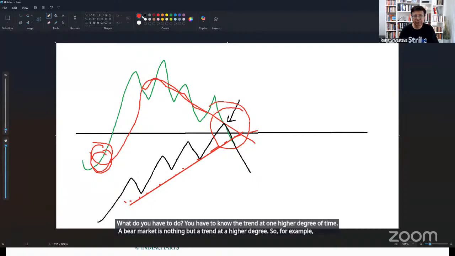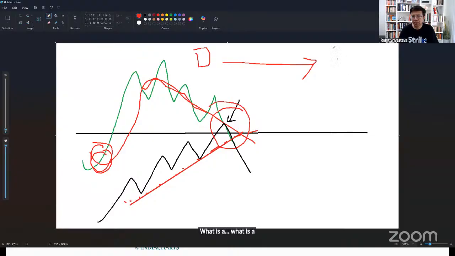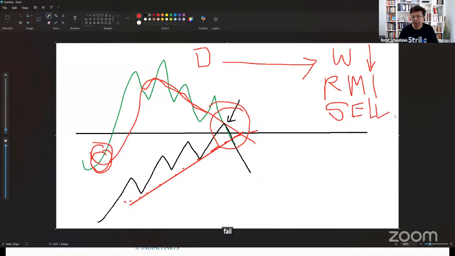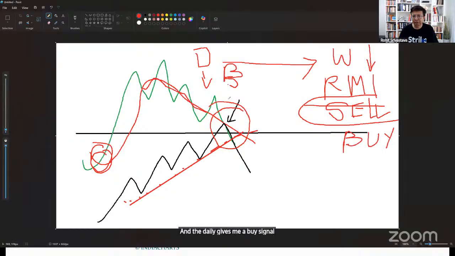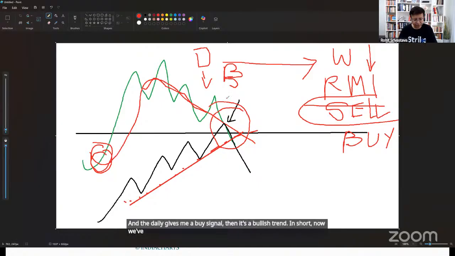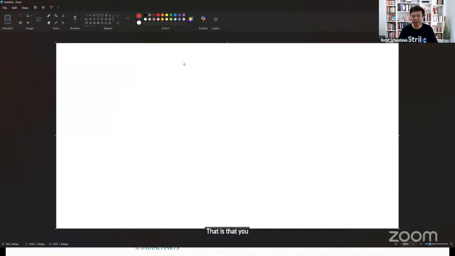So, for example, if this is a daily chart, what is a downtrend? A downtrend is when the weekly chart is bearish. In other words, the weekly RMI is in sell. So if the weekly RMI is in sell and the daily gives me a sell signal, then it's a bearish trend. If the weekly RMI is in buy and the daily gives me a buy signal, then it's a bullish trend. In short, now we've learned one more concept. That is that you must always trade the trend at one higher degree of time on the lower time frame.